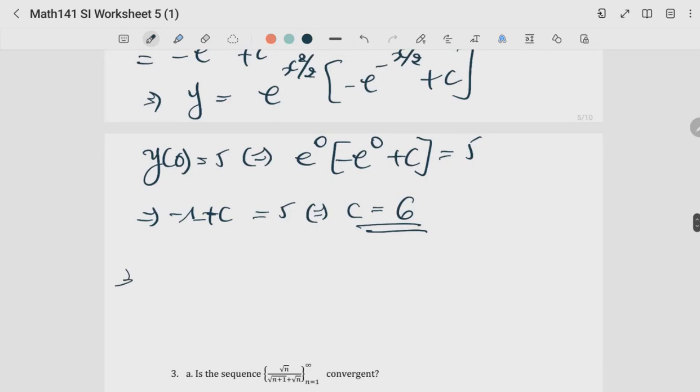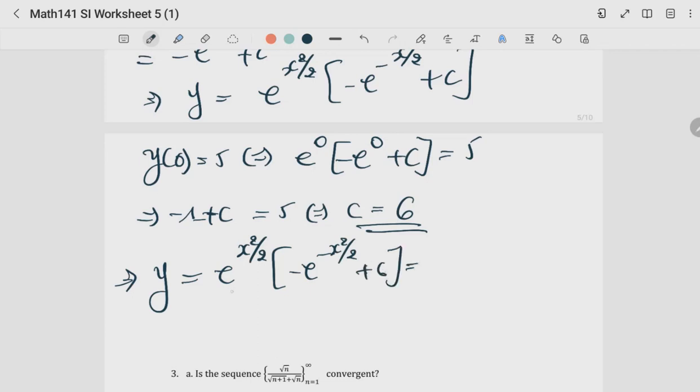And what does that mean? Well, it means that our y is therefore equal to, if we substitute the value of c, e to the x squared over 2 multiplied into e to the negative x squared over 2 plus 6. If you multiply in the factor outside, you have minus 1, because remember, e to the x squared over 2 times e to the negative x squared over 2 is just e to the 0, which is 1, plus 6 e to the x squared over 2, which is our final solution.